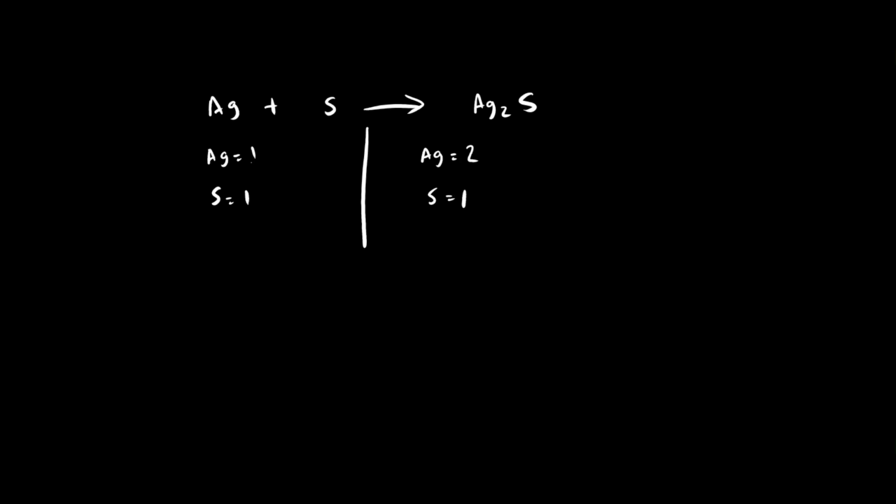And the way we're going to do that is by finding the least common multiple of 1 and 2. In this case that's 2. So we need to introduce a coefficient of 2. So now we have 2 silvers on the left and 2 silvers on the right. So for the silver we have 2 on both sides. For the sulfur we have 1 on both sides. So that is now balanced.